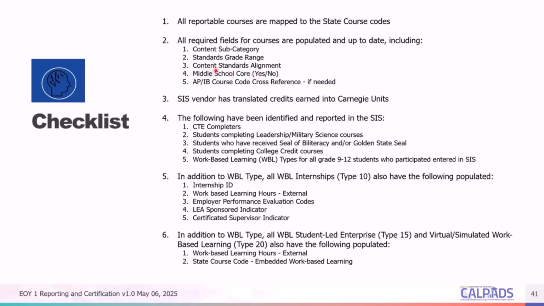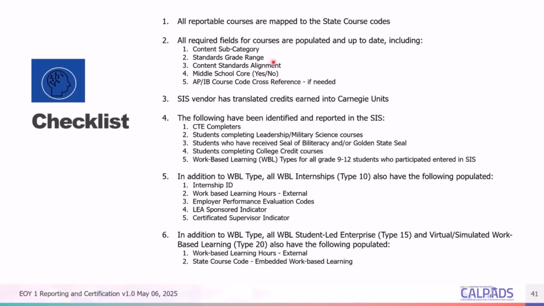Then, obviously, here are the required fields for courses. You have your content subcategory, your standard grade range. So it's a little bit tricky when you report CTE courses. Please be aware that I'm not sure if this is not a required field anymore this year, I guess, for CTE. So make sure if it's a 7000 to 8999 to leave that field blank. Okay, now if it's a college course, then obviously you still have to report the standard grade range for that.